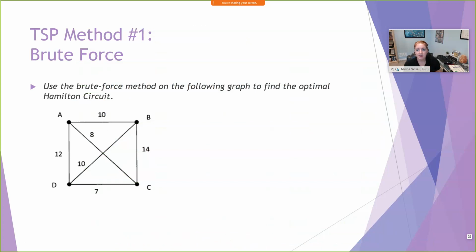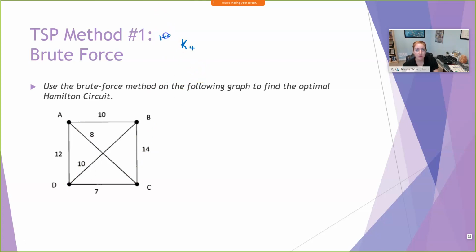Okay, so we're going to do this together. We're going to do the brute force method on the following graph to find the optimal Hamilton circuit. Right now I want you to notice that there are 4 vertices, and this is a complete graph. Everything is attached to everything else. So this would be K4, the complete graph with 4 vertices.